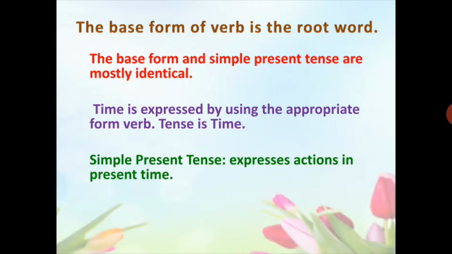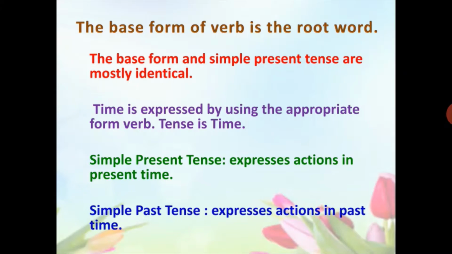Simple present tense expresses actions in present time. It means the work that is done in the present time shows the simple present tense. And simple past tense expresses actions in past time. It means the actions were done or the work was done in the past time.